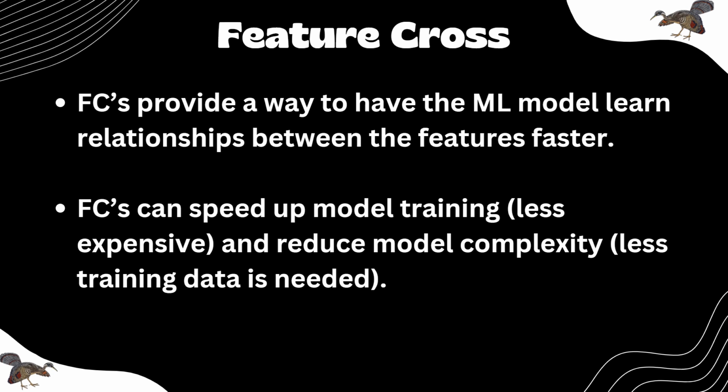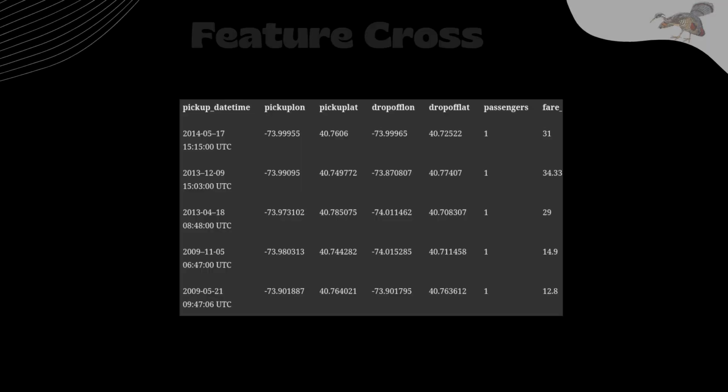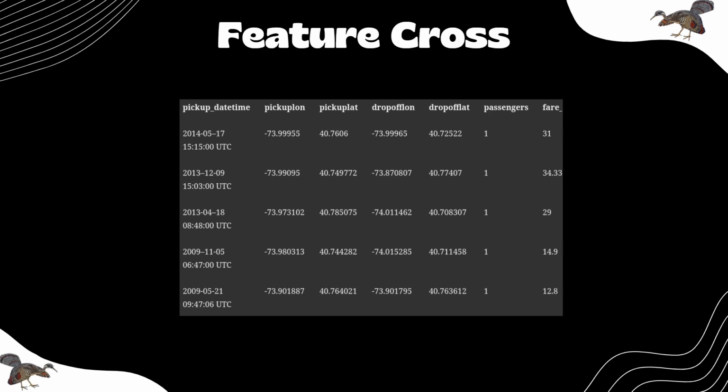Yes, models like decision trees and neural networks could learn these relationships on their own, but the reason feature cross helps is that it simplifies the problem and allows a linear model to solve it. This means the model learns faster, reducing training time and costs. It also reduces the complexity of the model, which means we need less data compared to training with a complex model. Actually, let's apply feature cross to our Uber example to make it more practical.